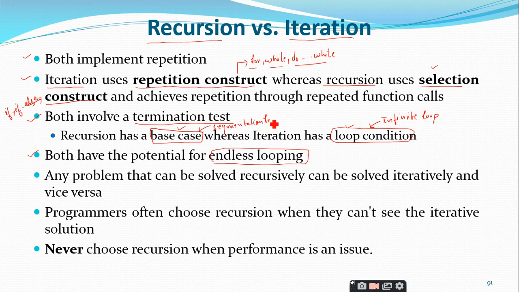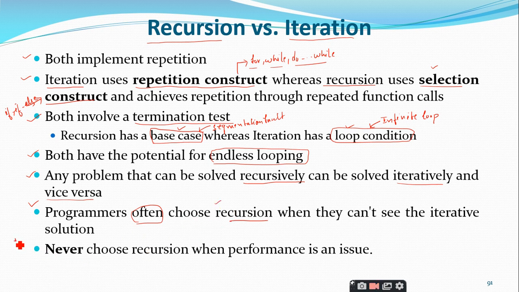This one also we have discussed. Any problem that can be solved recursively can be solved iteratively and vice versa. So any program can be converted from recursive statements to iterations. Similarly, iterations can be converted into recursions. And last one, programmers very rarely choose recursion when they cannot see the iterative solution. So if you don't find any iterative solution, then only you go for the concept of recursion.